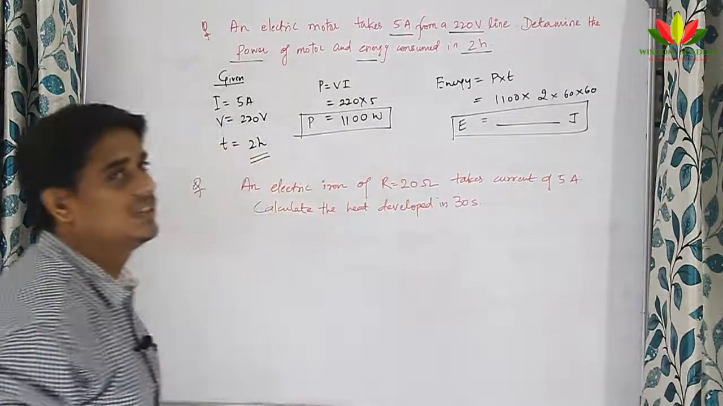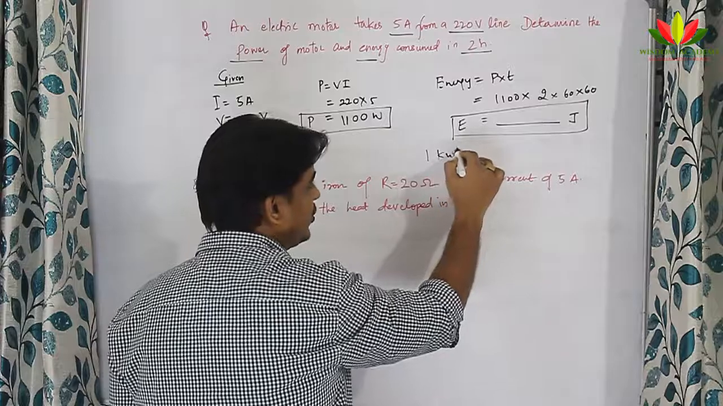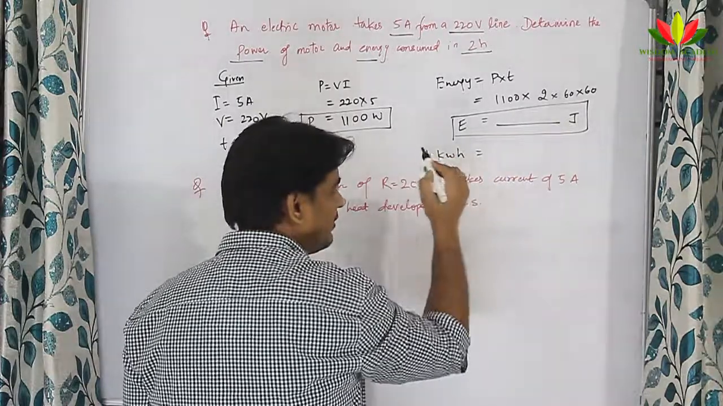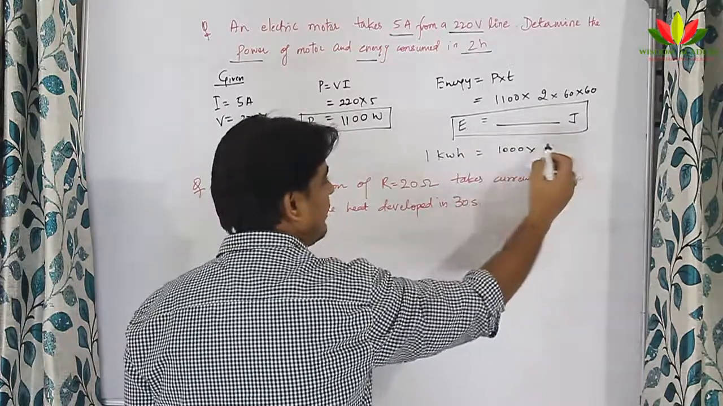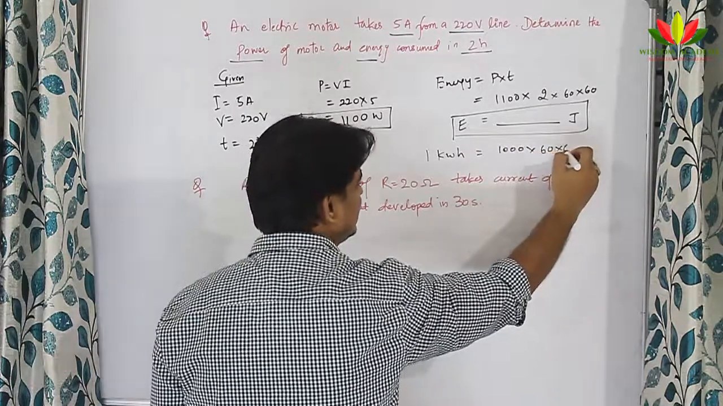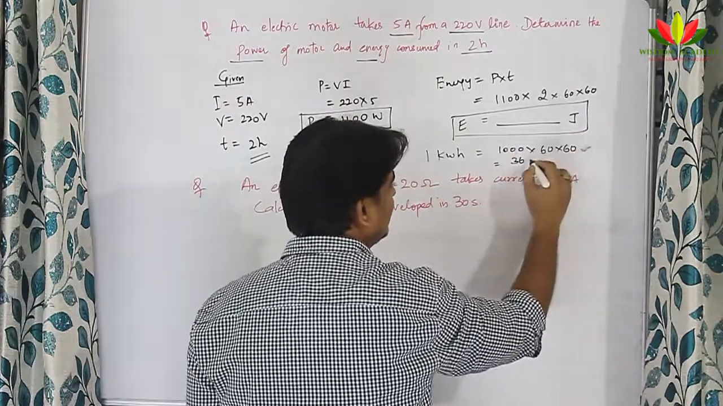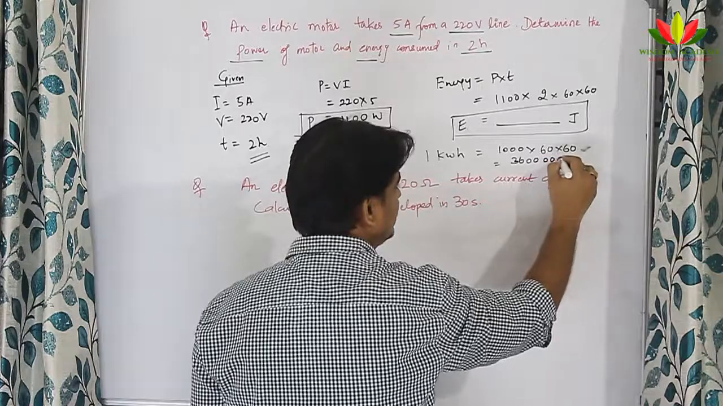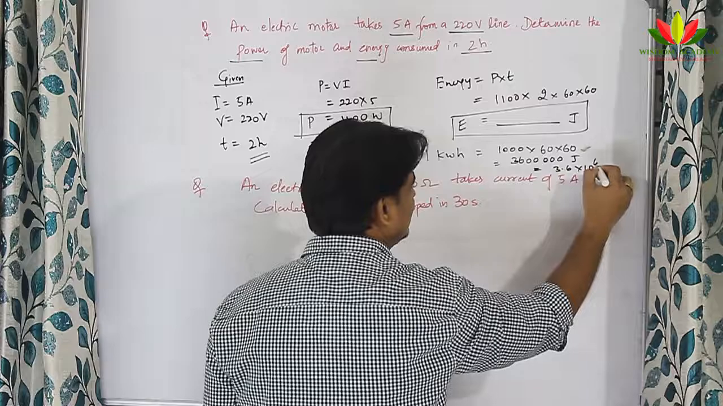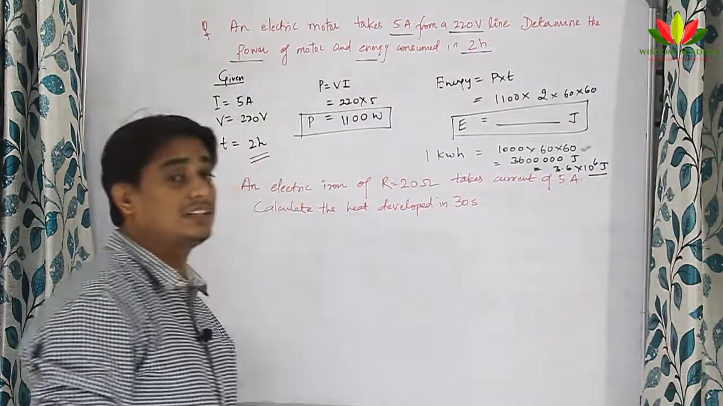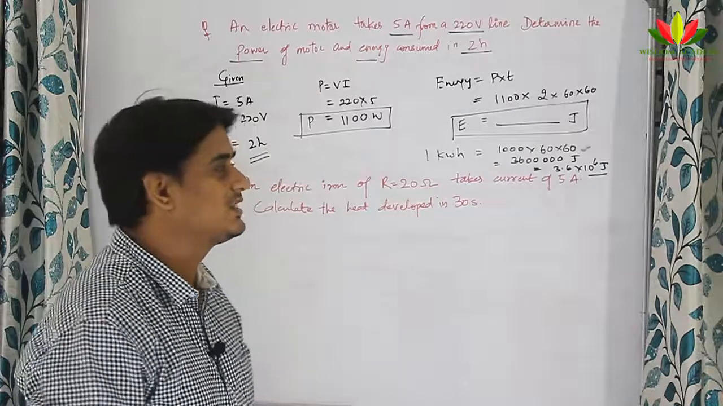One thing I forgot to tell you: if you want to convert 1 kilowatt hour into joules, you can, because 1 kilowatt is how many watts? 1000 watt, and 1 hour is how many seconds? 60 into 60 seconds. That will give you 3,600,000 joules. So we write it as 3.6 into 10 to the power 6 joules. This is asked frequently in examinations: 1 kilowatt hour is equal to 3.6 into 10 to the power 6 joules.